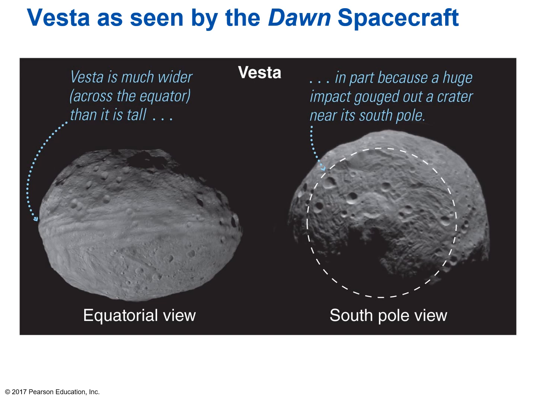Here is Vesta as seen by the Dawn spacecraft, and it is rounded, but when I say round, I don't mean spherical. It's more of an egg shape. Vesta is much wider across the equator than it is tall, and you can see the equatorial view. And it says, in part because a huge impact gouged out a crater near its south pole.